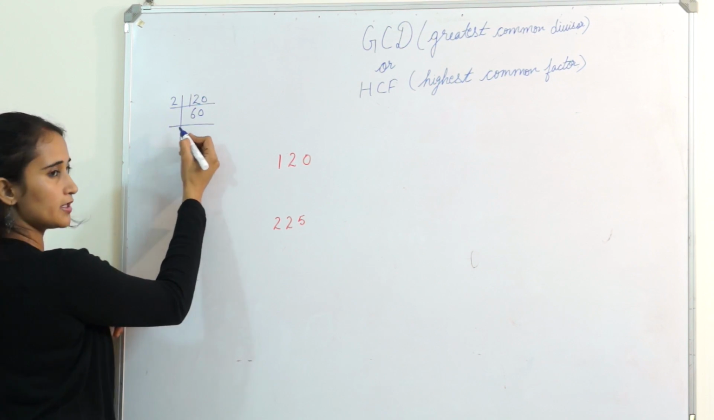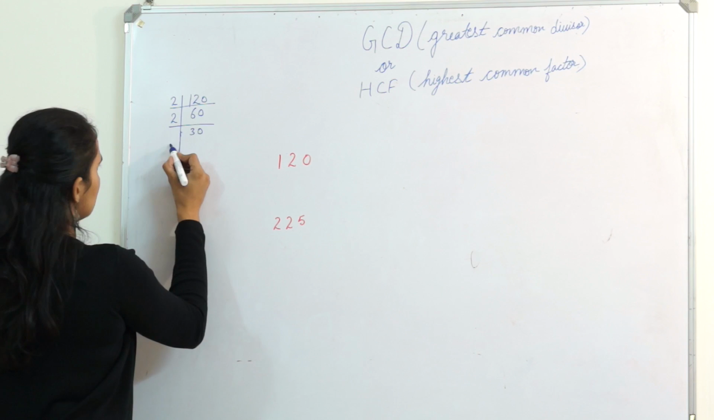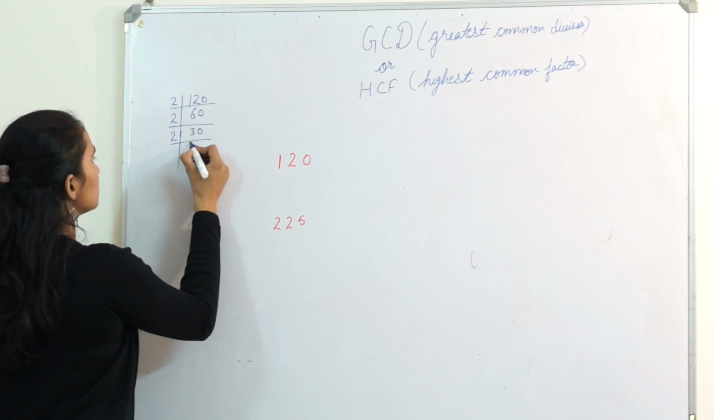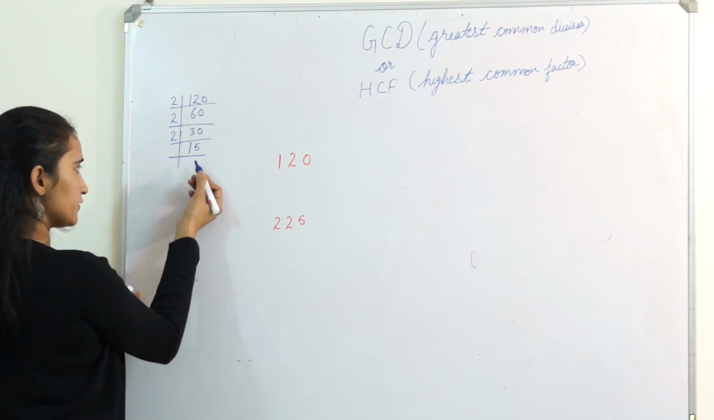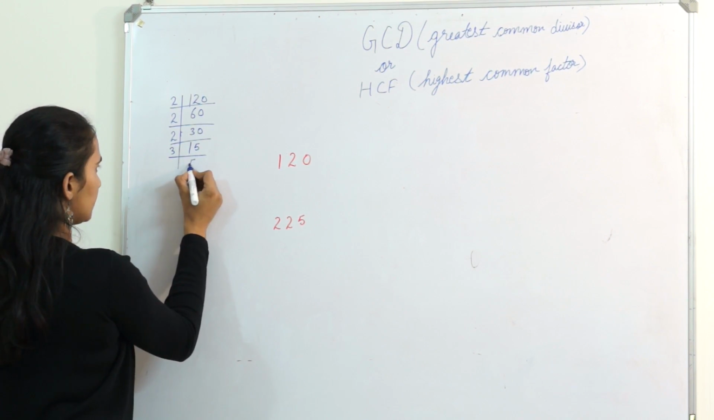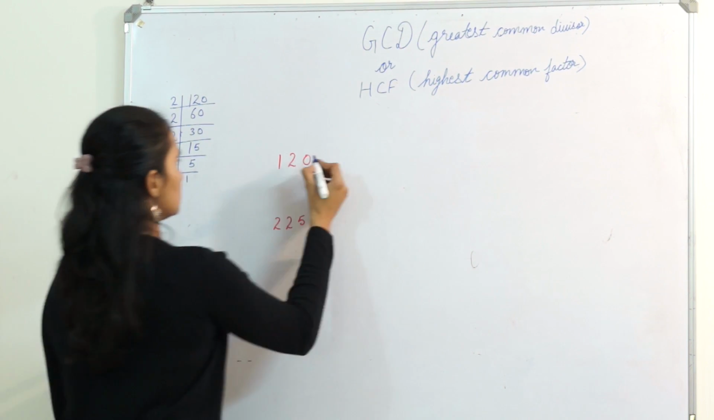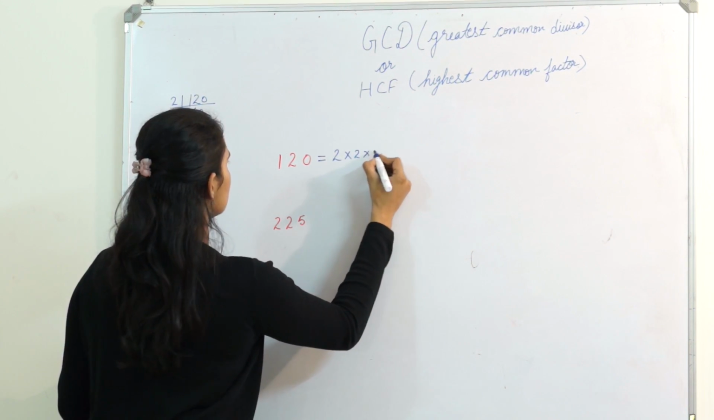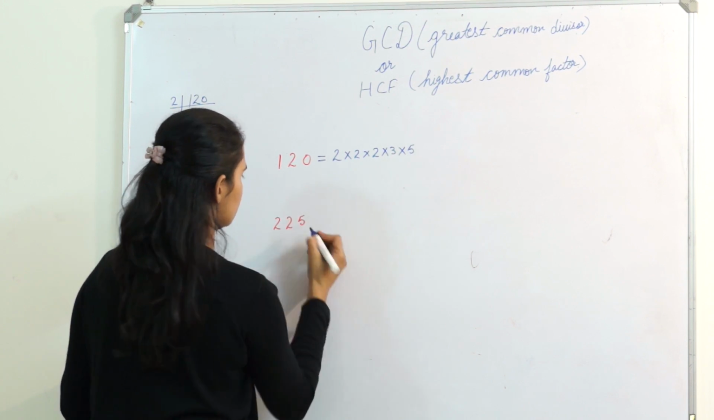Again 60 is divided by 2. So 2 3s are 6, 30. We can divide 30 also by 2 because it's an even number. 2 15s are 30. Then 15 is divisible by 3. 3 5s are 15. And 5 1s are 5. So I got 2 into 2 into 2 into 3 into 5.